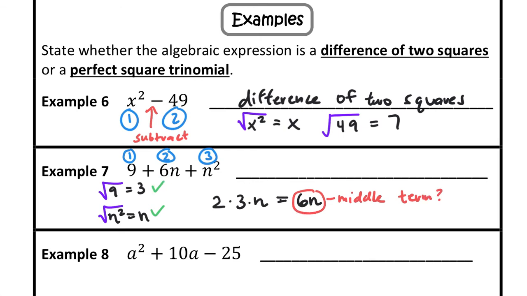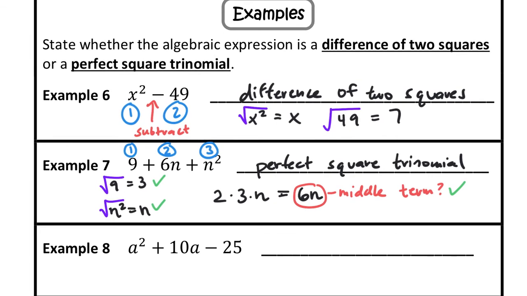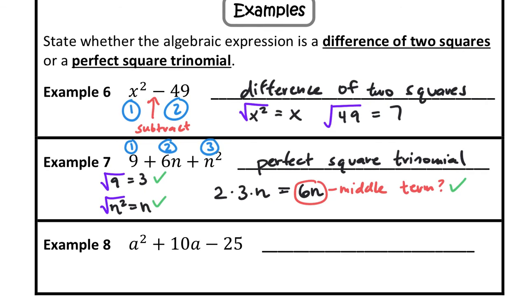Yeah, is 6n the term in the middle, the second term? Yeah, it looks that way. So everything checks off. So in this case, we have a perfect square trinomial. Right. And then example 8.